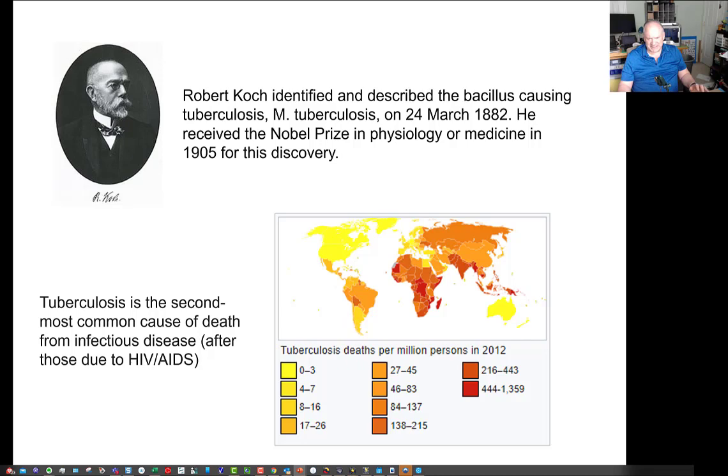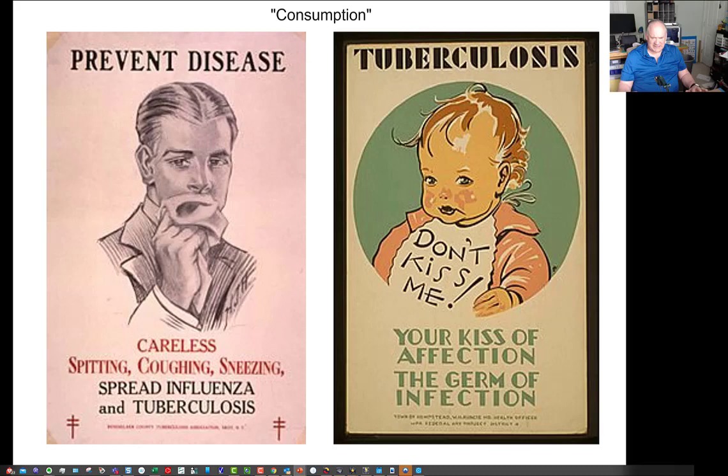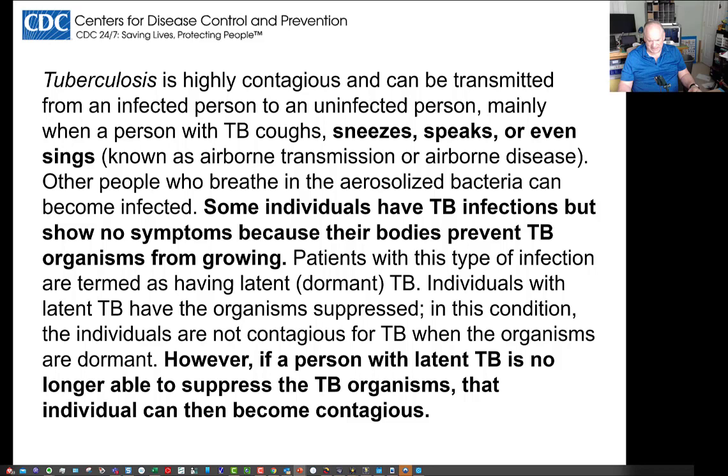Anyhow, tuberculosis is the second most common cause of death from infectious disease, after, of course, HIV, which takes out your immune system. So tuberculosis and influenza became the ones that spread easily, and the transmissibility is quite high. Having tuberculosis is really bad, and it's very deadly, as with the viruses that cause respiratory disease, as we know. Tuberculosis is highly contagious, and it can be transmitted person to person by coughs, sneezes, and that sort of thing, which we all know about now.